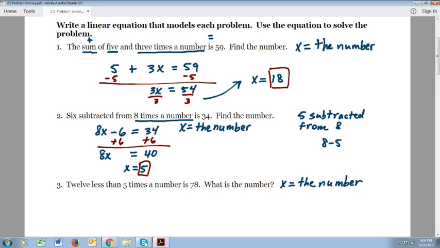If you haven't already done so, I would encourage you to try this one, and then you can check your answer.